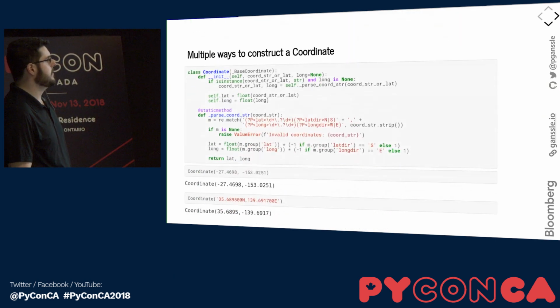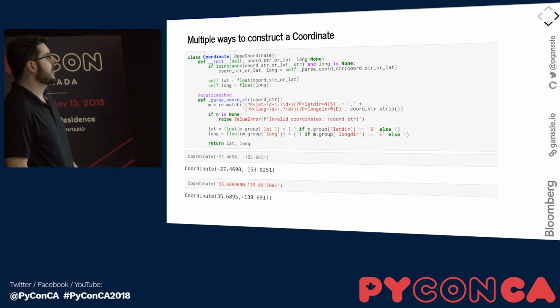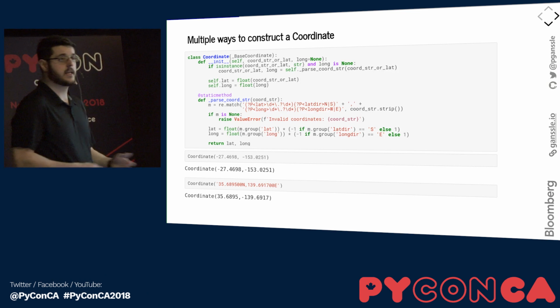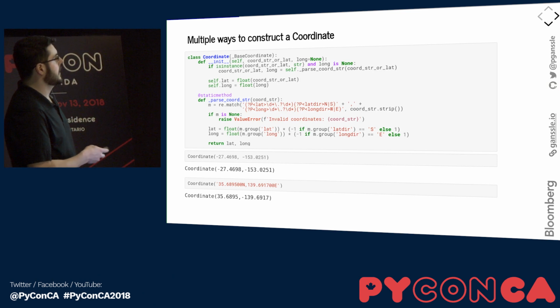So maybe the sort of naive way to do this would be to say, all right, how about I make my constructor take either a string or 2 floats? So I can do that.